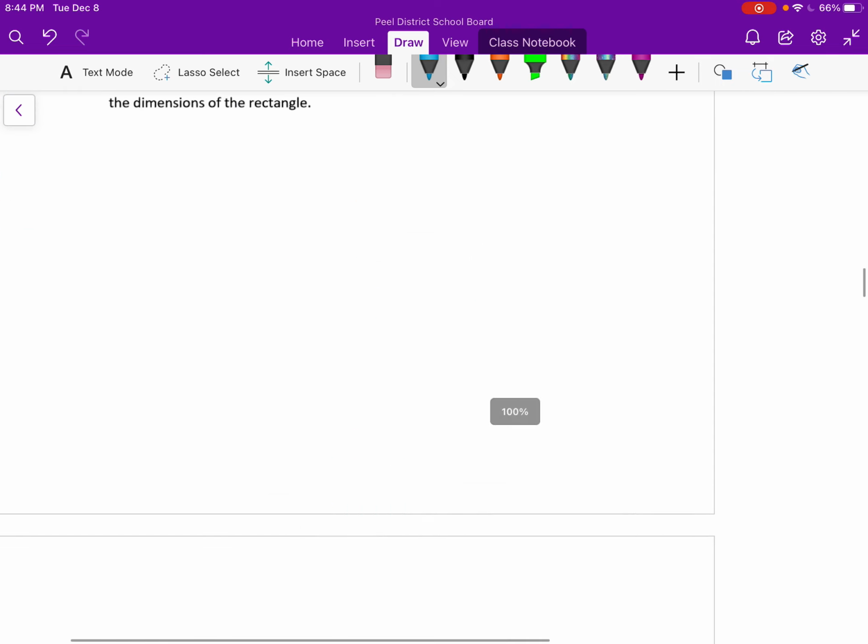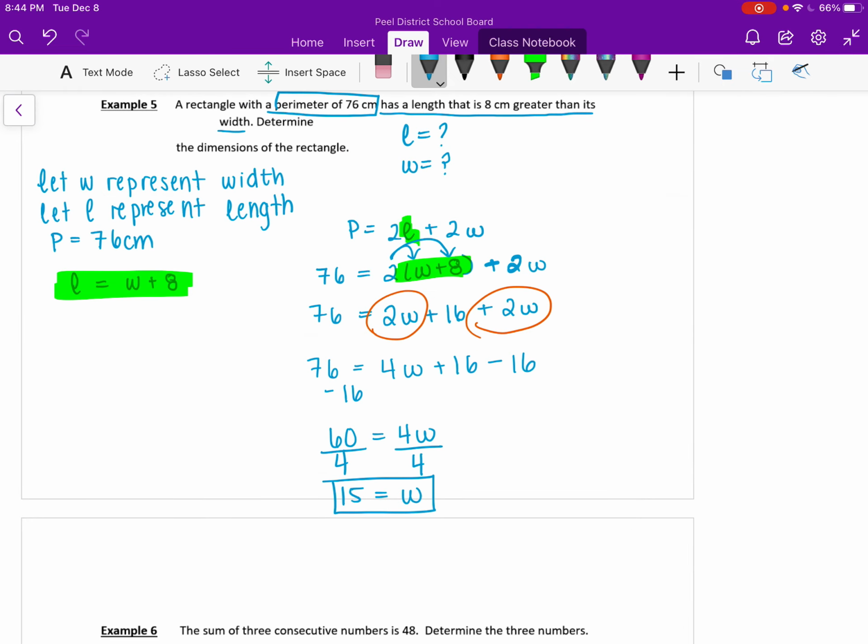Right? So I found the width. So I can go back here and say, okay, I found the width. How can I find the L? Do I have something that gives me what length is in terms of width? Yeah, I know that length is width plus 8. So I'm going to take my length is equal to 15 plus 8. Length is equal to 23.